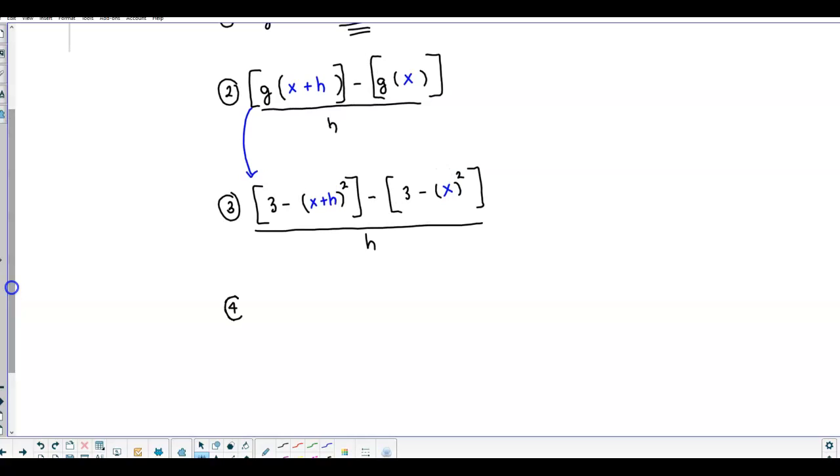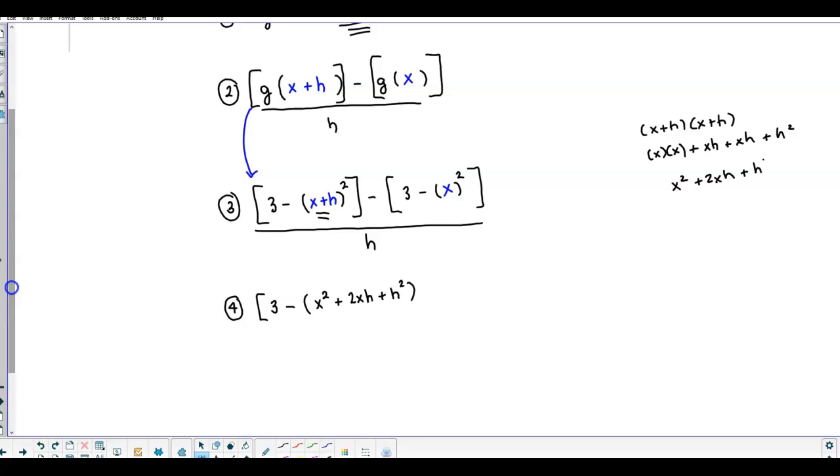So now we're going to expand the x plus h squared. So it's going to be minus, well, this is x plus h. Recall that's a perfect square trinomial. You can multiply it on the side if you want and do FOIL. But when we multiply that out, we get x squared plus 2xh plus h squared. And again, we can verify that by using the FOIL method. So we get x squared plus 2xh plus h squared, and again, that's still in brackets. And then minus 3 minus x squared, all over h.